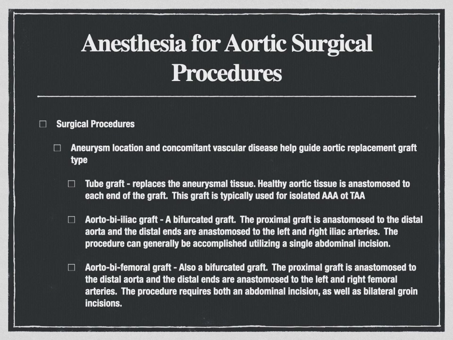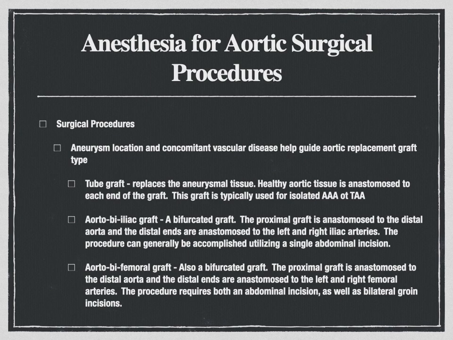Aneurysm location and concomitant vascular disease help guide aortic replacement graft types. There's a few different types of grafts. The first one, and probably the most common that was used historically, was the tube graft. It replaces the aneurysmal tissue. Healthy aortic tissue is anastomosed to the end of the graft. This graft is typically used for an isolated abdominal or thoracic aortic aneurysm.